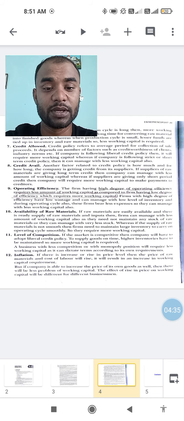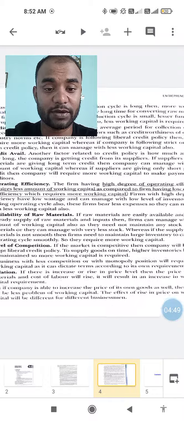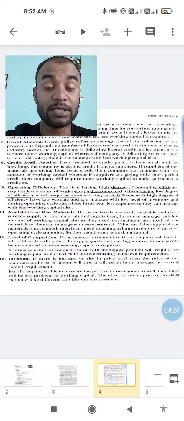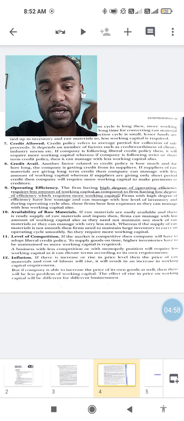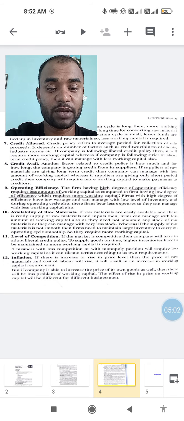Availability of raw materials. If raw materials are easily available and there is ready supply of raw material inputs, then firms can manage with a smaller amount of working capital. But if the raw materials are not available easily, then it will require more. Next, level of competition. If the market is competitive, then the company will have to adopt a liberal credit policy to supply goods on time. Higher inventories have to be maintained, so more working capital is required.